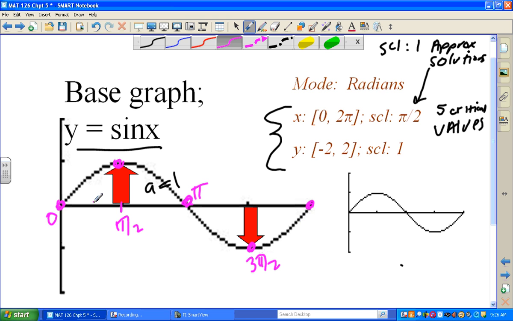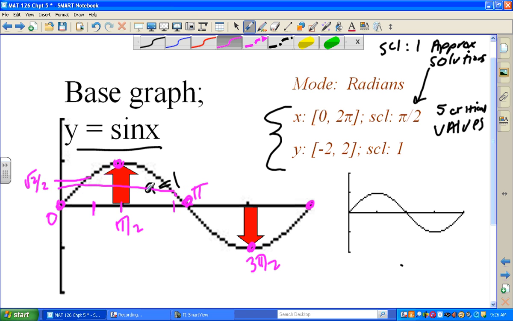Here's pi over 4. Halfway between? Guess what this number is right here? Oh, square root of 2 over 2. Sine of pi over 4, square root of 2 over 2. Get it? Nice. Thank you very much. Be here all week. Oh, what about, here's one, 5 pi over 6. Where's that at?